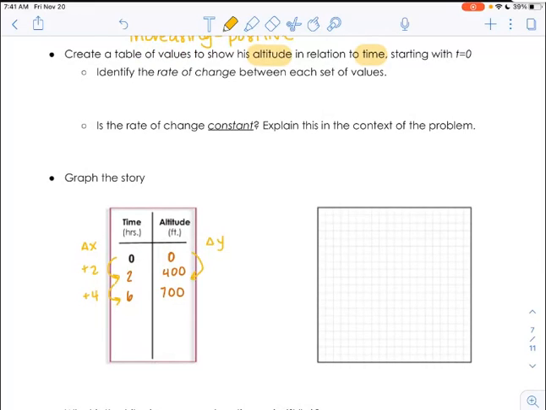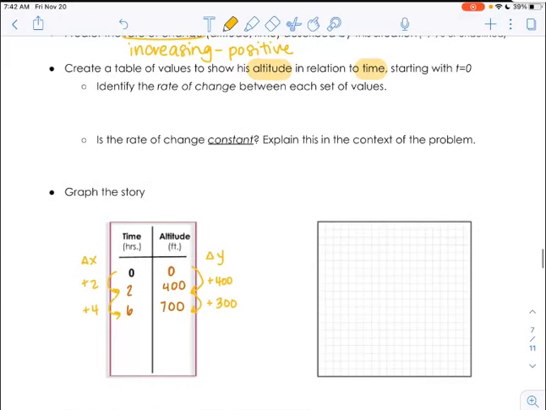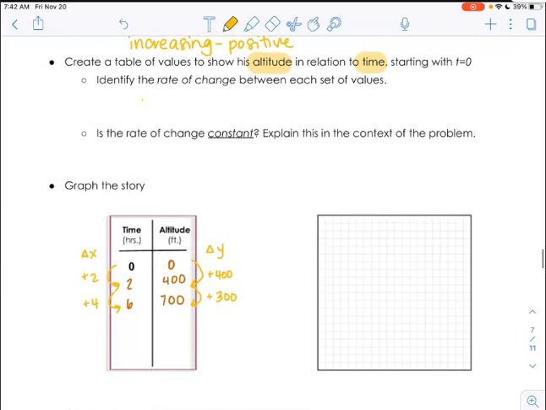From 0 to 400, that's plus 400. And then from 400 to 700, that is a plus 300. So these also don't seem to be consistent. But I did identify that rate of change between the values, the change in x. Well, it's different. It's marked down there. I showed my changes right here. Okay.